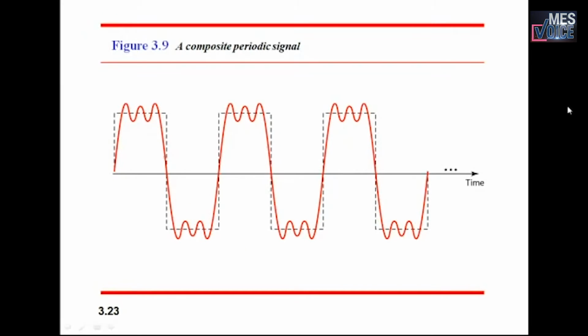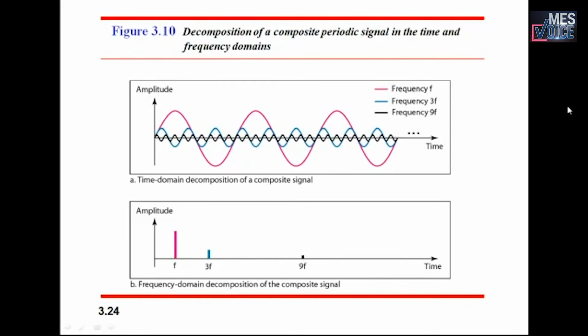The figure shows a composite periodic signal of three frequency levels, which is not so common in data communications. Let's assume that it's a three frequency alarm system. This composite periodic signal could be decomposed into three harmonics: frequency F, frequency 3F, and frequency 9F, which is represented in the time domain as shown in figure A, or it could be represented in the frequency domain as shown in figure B.